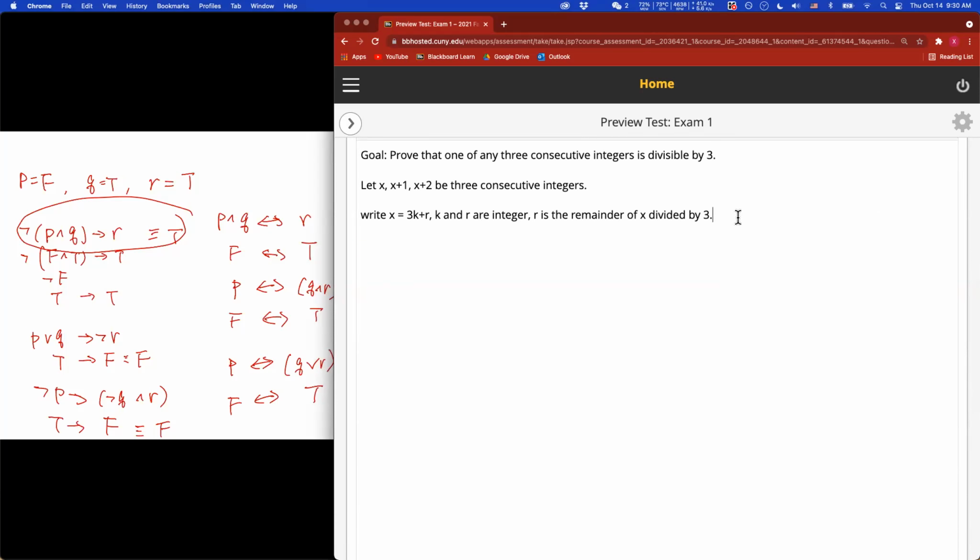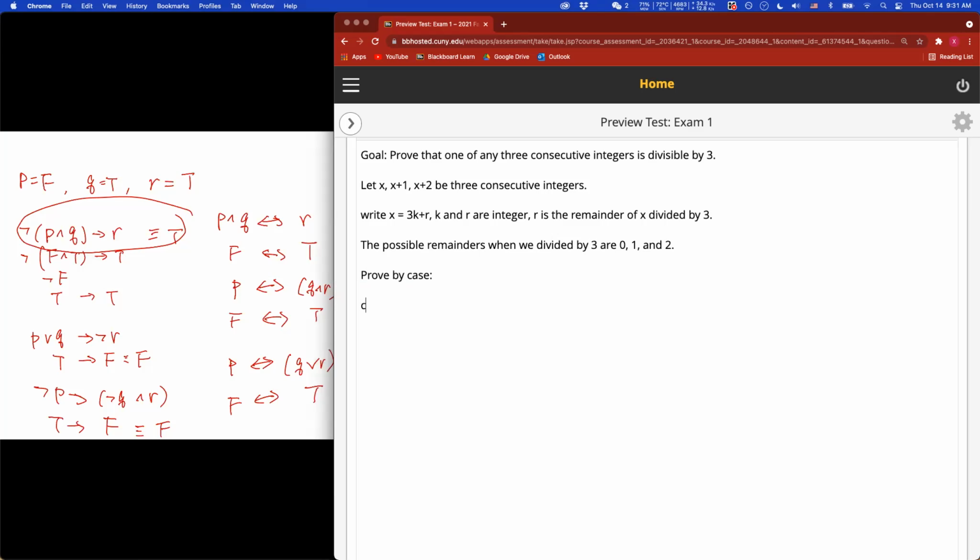Okay, so people say 0, 1, 2. Right, so the possible remainders when we divide by 3 are 0, 1, and 2. So we can do a proof by cases.